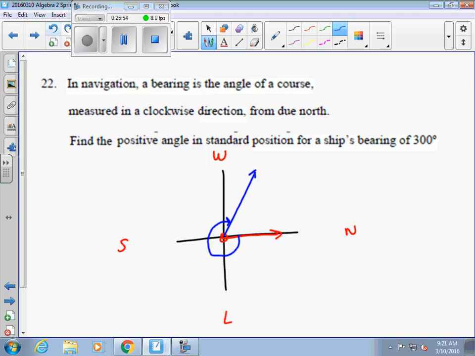So right there, that's the little ship. That's where it is. So picture a little ship right here. All right, that's the ship. There it is.